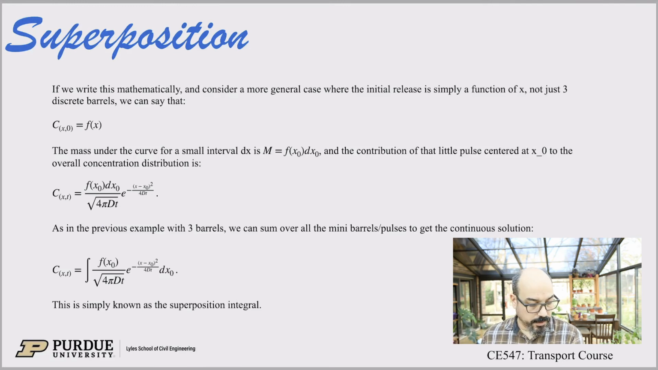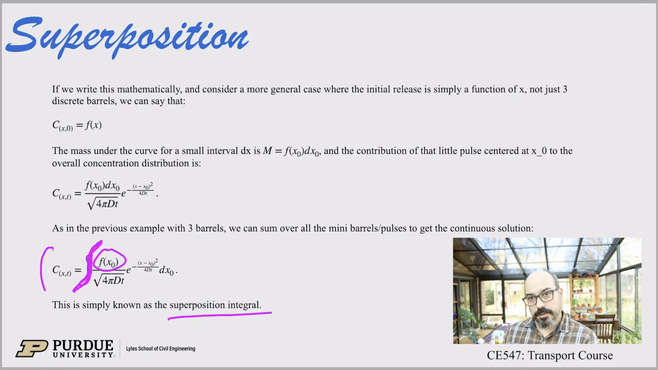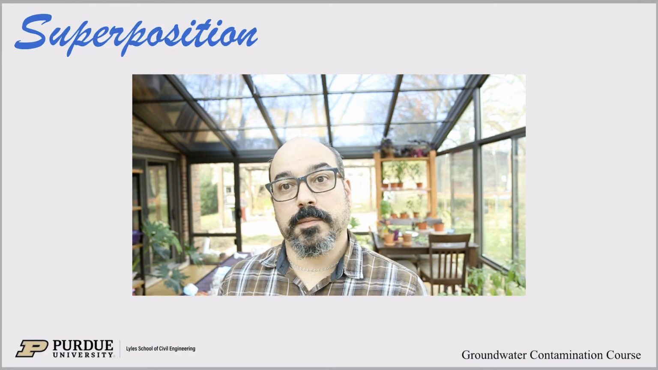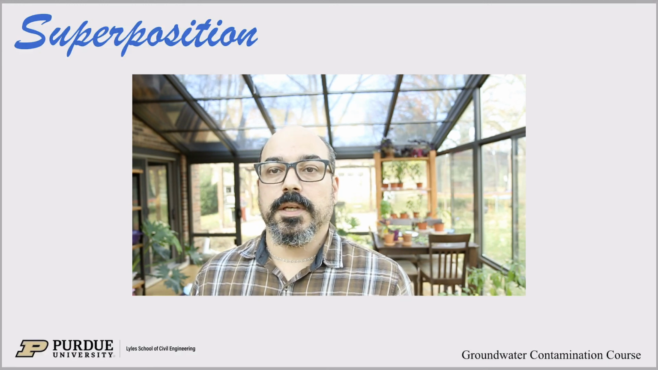simple solution where we can actually sum for all the little pulses. We can sum over, so again, the integral sign here is just a sum. Remember that integrating is just summing over a bunch of little pulses. So what we end up with here is the superposition integral, where we're summing all these little pieces of the initial function over space, dx, and then the rest is the same. So now we have that superposition integral, which does exactly what we just described with the 3 barrels in an aquifer.